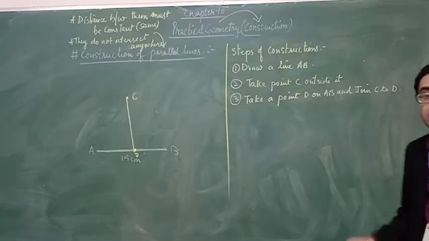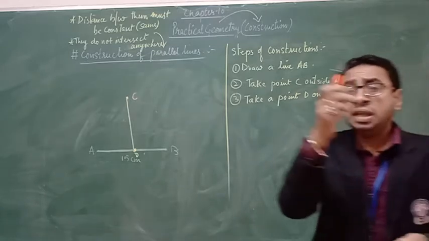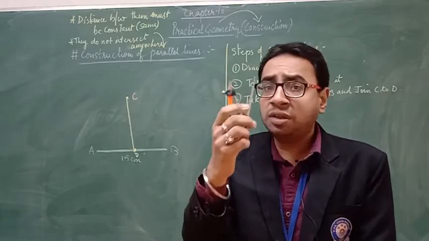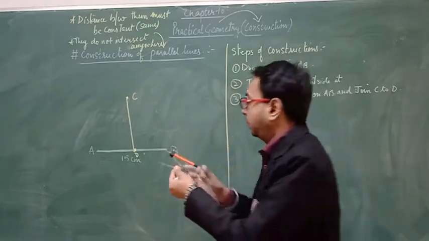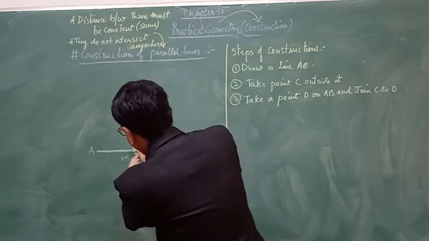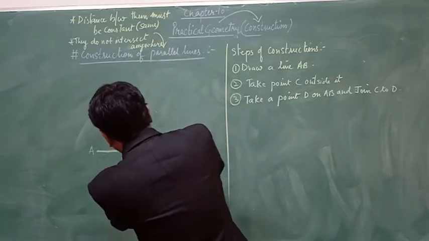Are we clear? Now, what you have to do? Take a compass. You have taken the compass. Put the tip of the compass at point D and draw one arc.